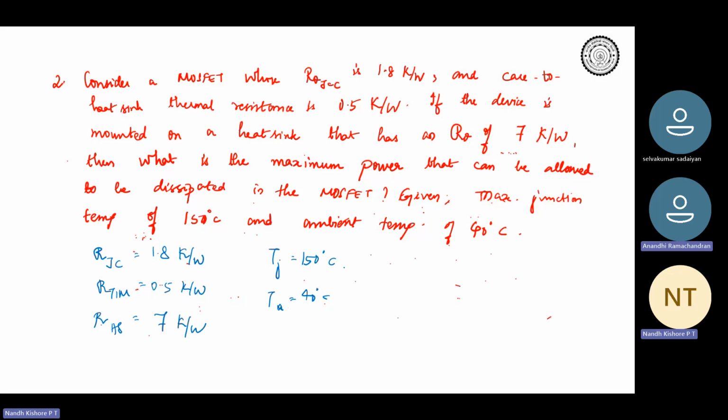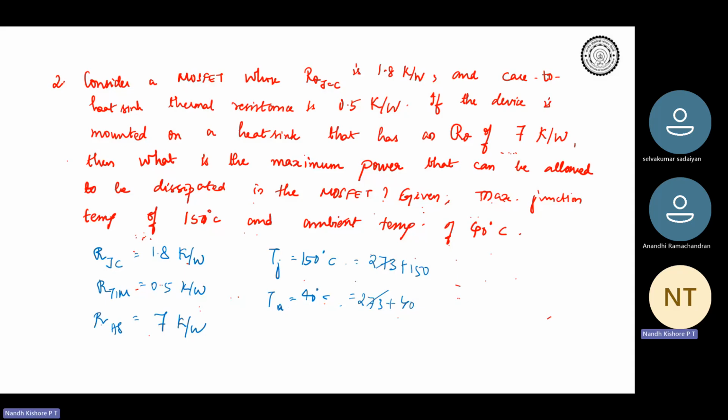Do not waste your time converting this degree to Kelvin. If you convert this to Kelvin, this will be 273 plus 150 Kelvin, and this will again be 273 plus 40 Kelvin. So eventually it is Tj minus Ta, which means the 273 will cancel. I have seen people who unnecessarily convert this degree to Kelvin. They have given Kelvin per watt just to confuse you. Do not add this 273.